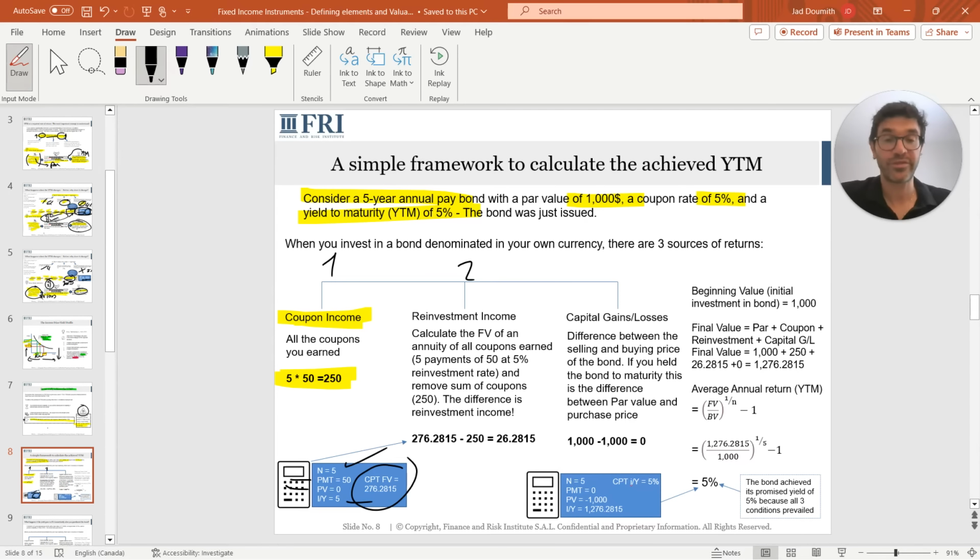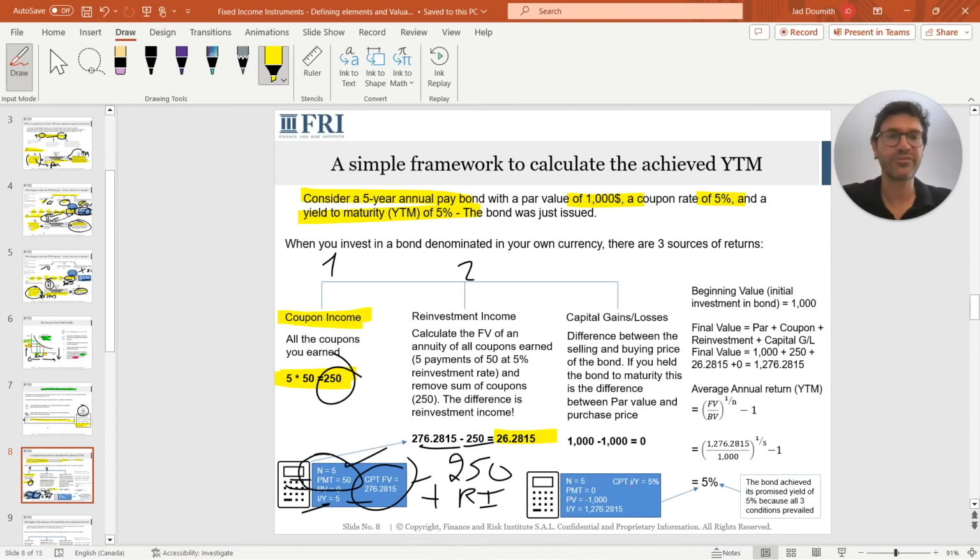The calculator will show you 276.28. Stop for a second and think about it. What is the 276.28? It is the 5 coupon payments of 50 plus all the reinvestment income that you were able to make over time on those coupons. The 276.2815 embeds at the same time the 5 payments of 50, here you go, here they are, plus the interest that could be made on those. So by doing 276.2815 minus 250, you have isolated the reinvestment income.